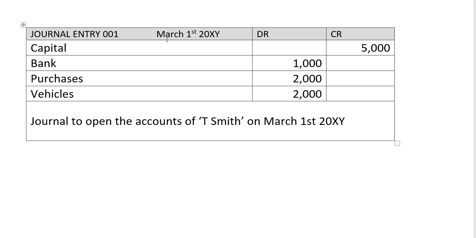I've got the date. Now I've got the account names I'm going to use in my accounts. You can see stock has just switched to become purchases, and then the same values that we were looking at earlier, and then finally a description of what's happening. So this is the entry that's going to go in my journal, and then somebody's going to take that set of instructions and do the posting into the double entry system.